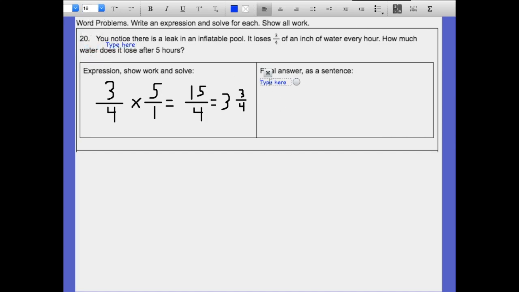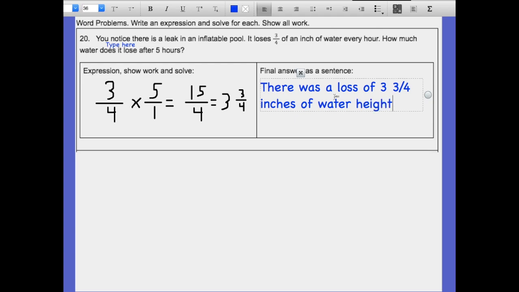So we could say, let's get a text size that we can actually read here. So we could say there was a loss of 3 3/4 inches of water height because it's losing that much height.